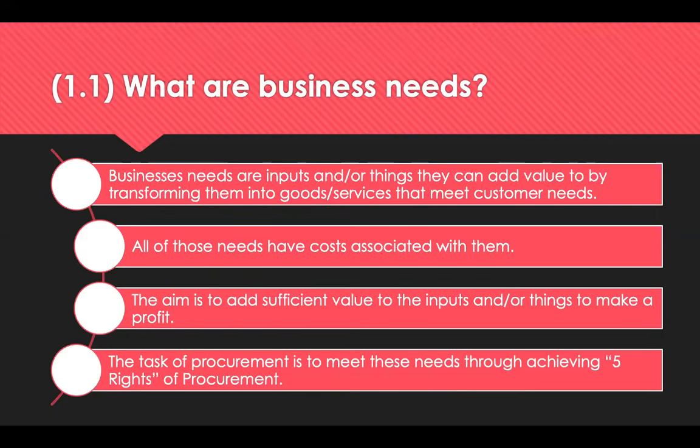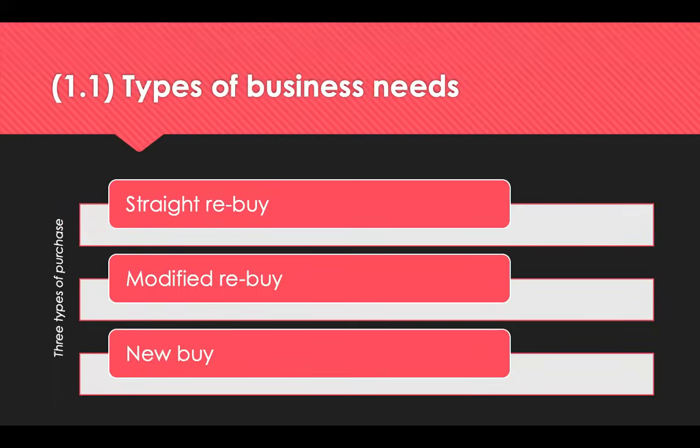Meeting input needs involves achieving the 5 rights of procurement. And procurement's role is basically to provide the right inputs to meet the needs of the business. But every procurement we approach isn't going to be the same. There are 3 types of business needs: a straight rebuy, a modified rebuy, and a new buy.